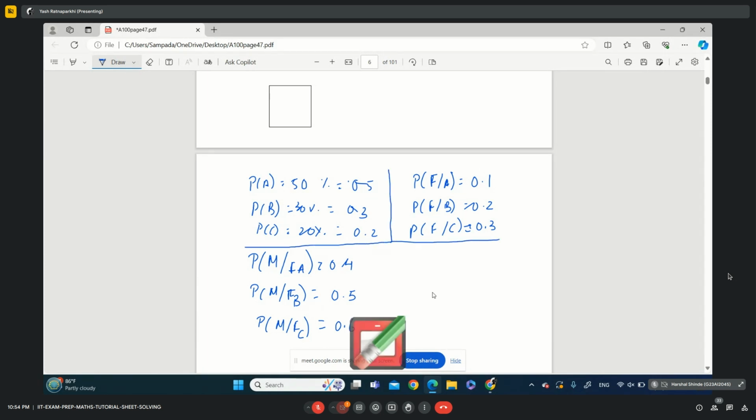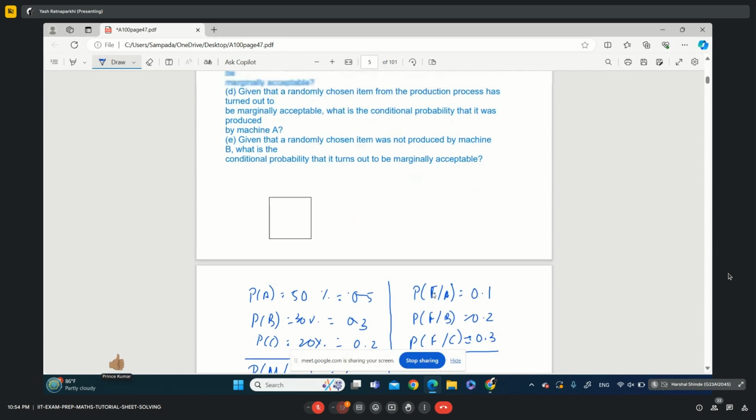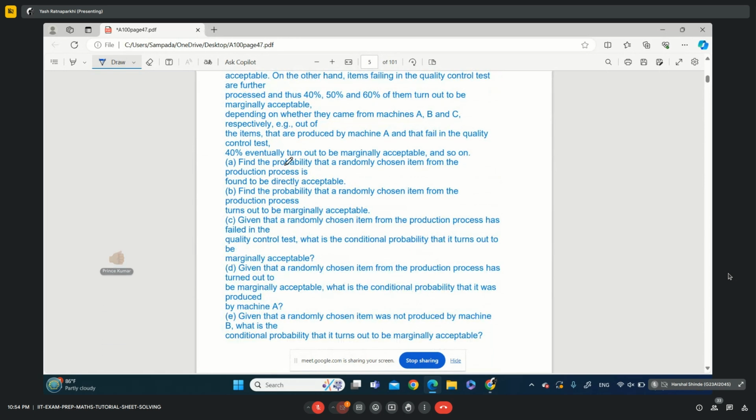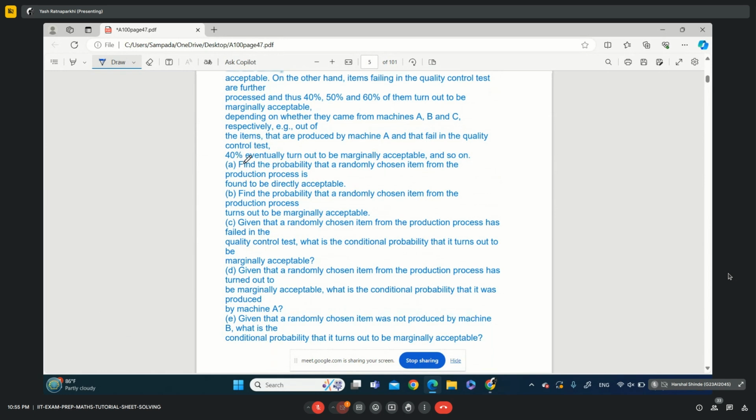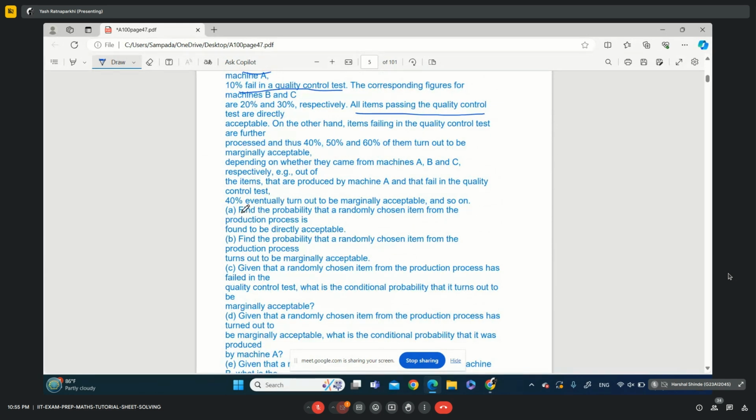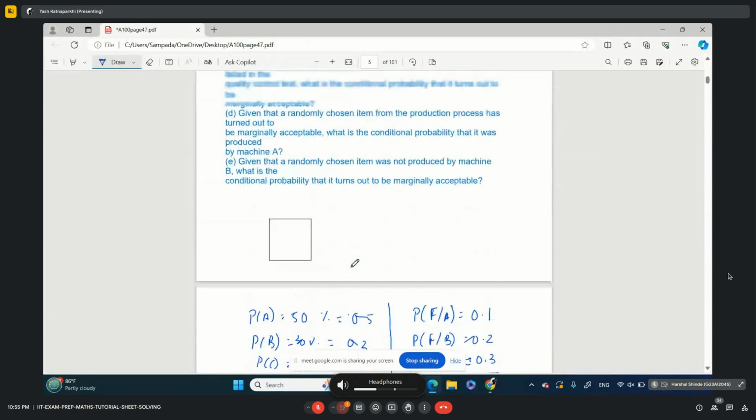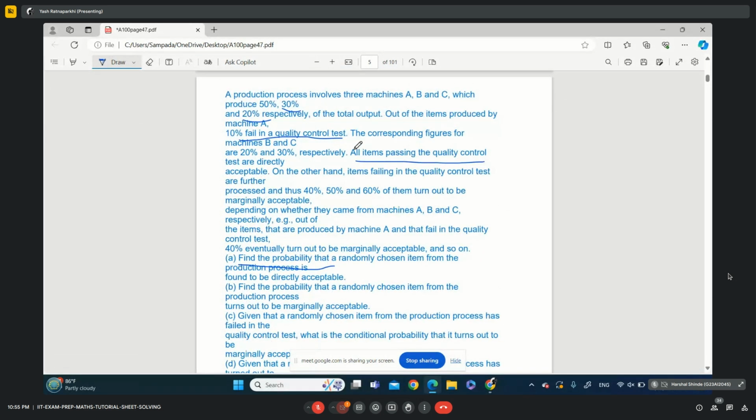So we have deduced all these things. Okay, let's go on to the question part now. It says find the probability that a randomly chosen item from the process is found to be directly acceptable. Tell me one thing: when will it be directly acceptable? When it passes the initial criteria, right? You can check this line: all items passing the quality control are directly acceptable.